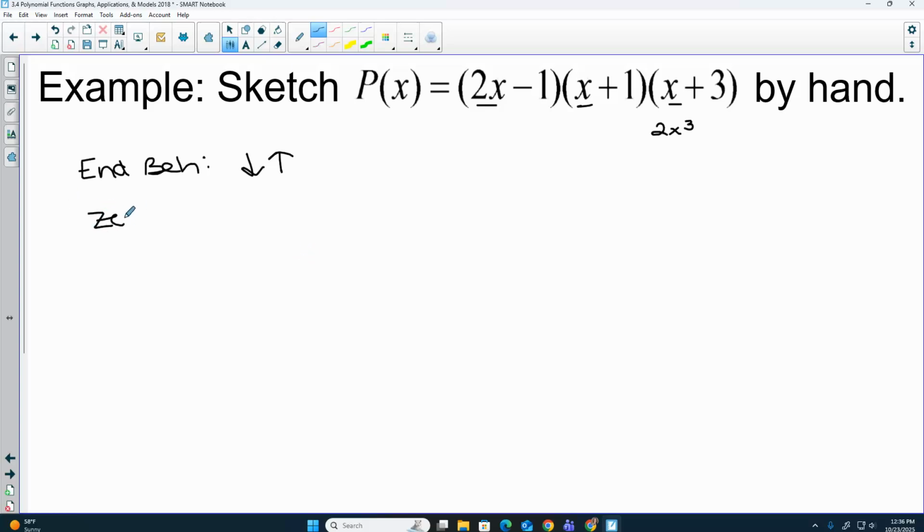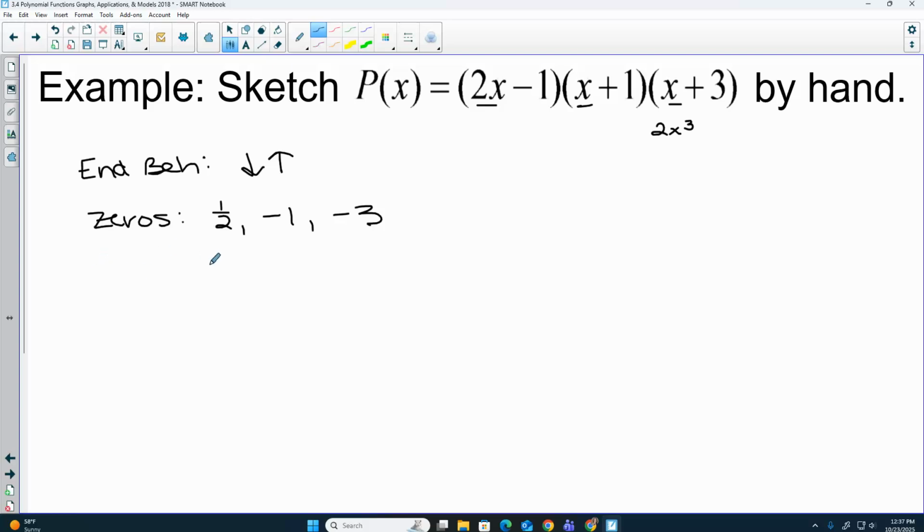The zeros. This is already factored. So to find our zeros, we really just have to set each parenthesis equal to 0. So what makes 2x minus 1 equal 0? 1/2. x plus 1? Negative 1. And x plus 3? Negative 3. And that matches. It was an x to the third, so we have 3 zeros. Okay, my end behavior matches an x to the third. None of those have a multiplicity because nothing had a square or a cube or anything.